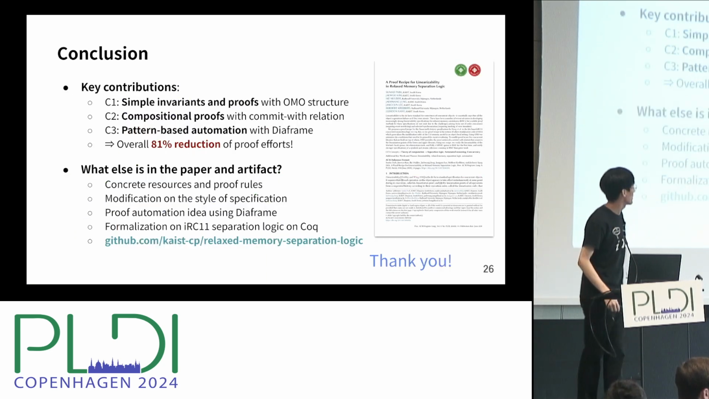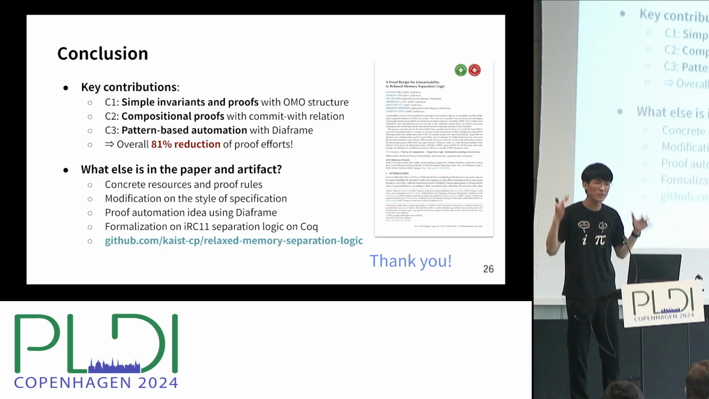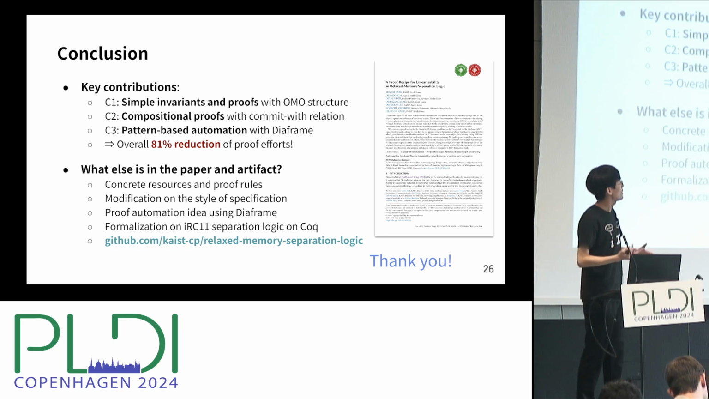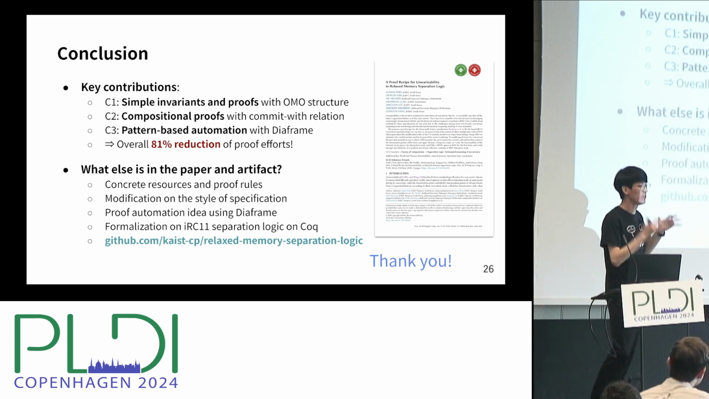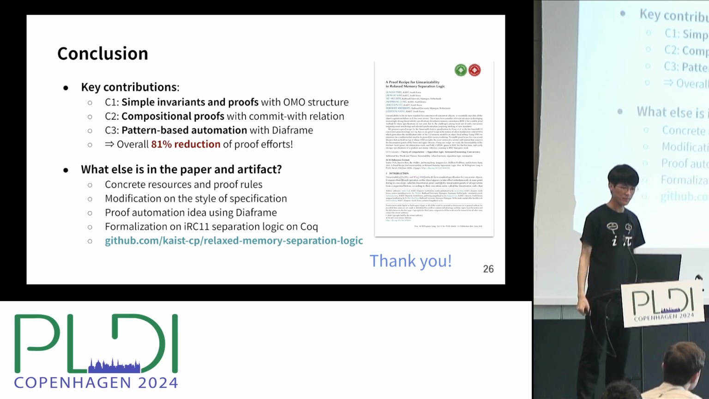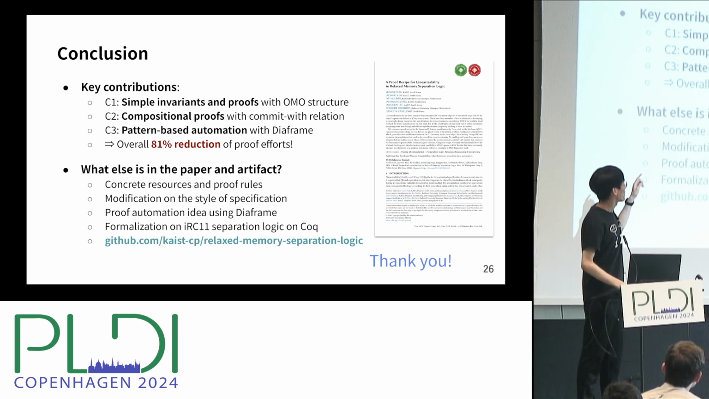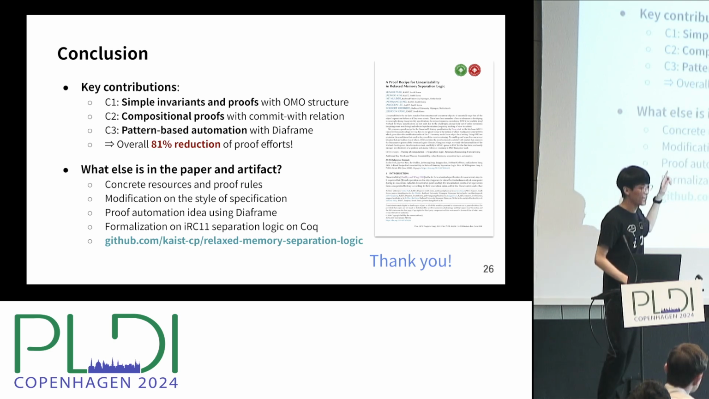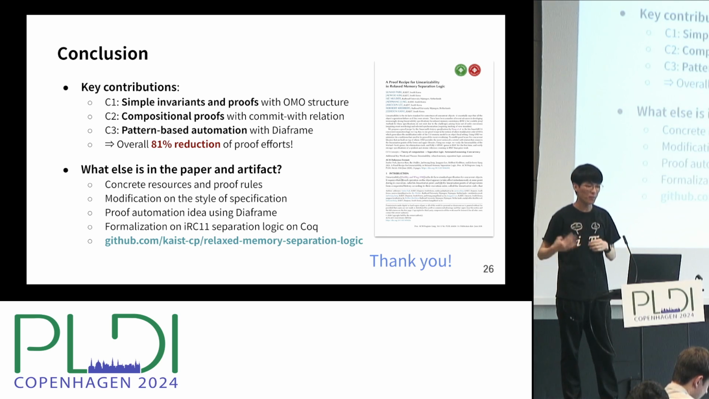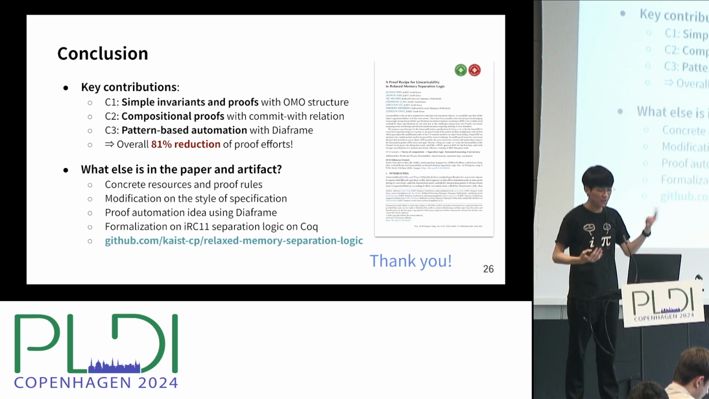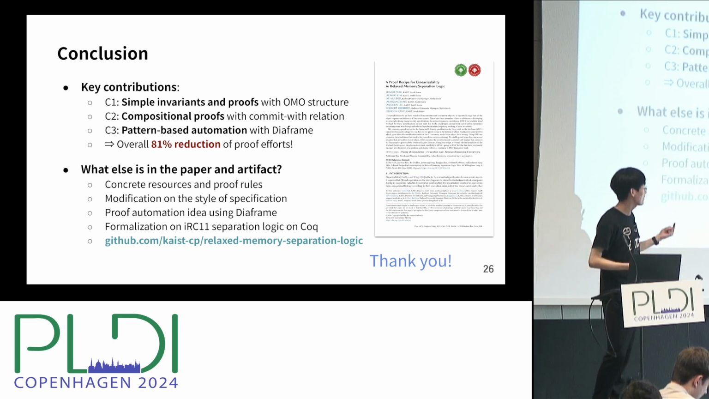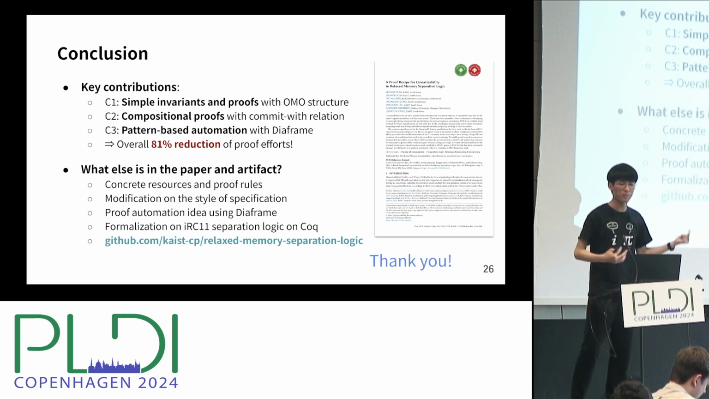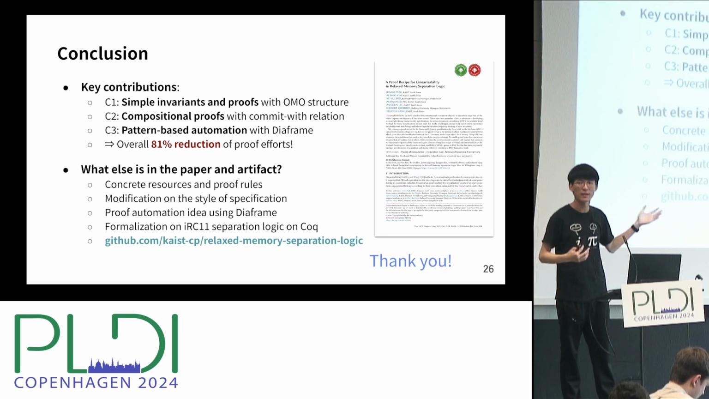So to conclude, we propose a proof recipe to reduce the proof effort and increase the scalability of the proof when proving linearizability in weak memory consistency. Our method was able to reduce the proof effort by about 81%. And in our paper and artifact, there are more interesting discussions about concrete resources, proof rules, modification of the style of the specification, and also the proof automation idea that uses diagrams.